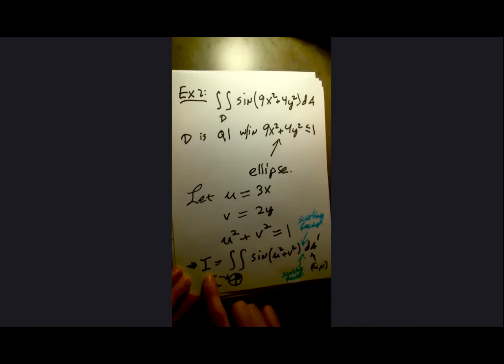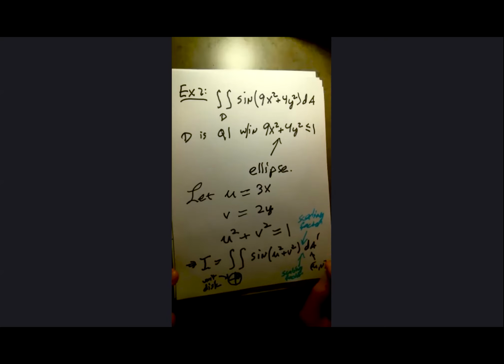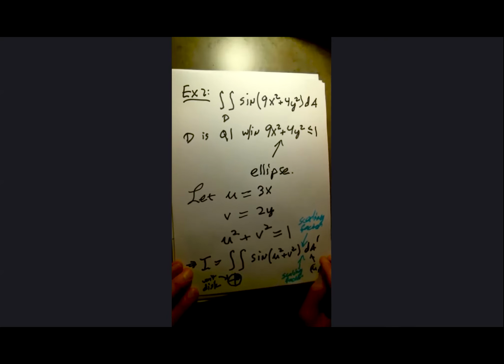And so our integral is now going to be the double integral across the first quadrant part of the unit disk. And then we've got a sine of u squared plus v squared. There's a scaling factor that we need in here. And then we're going to have a dA prime, because it's now with respect to uv instead of with respect to xy. So we've set up our integral. Now we know how to find scaling factors, so let's see if we can finish this out.